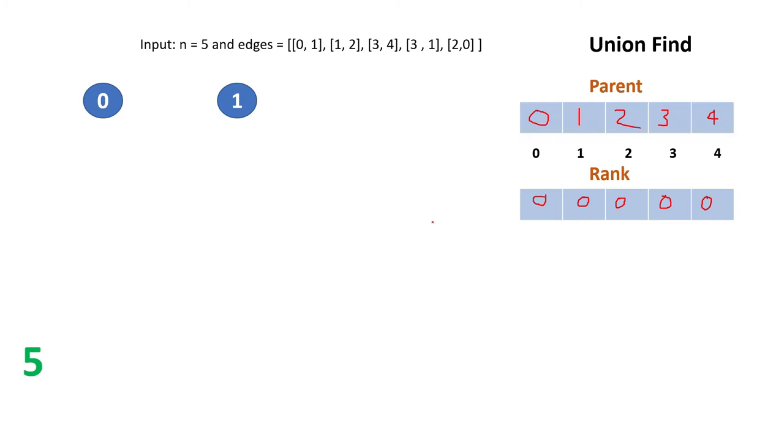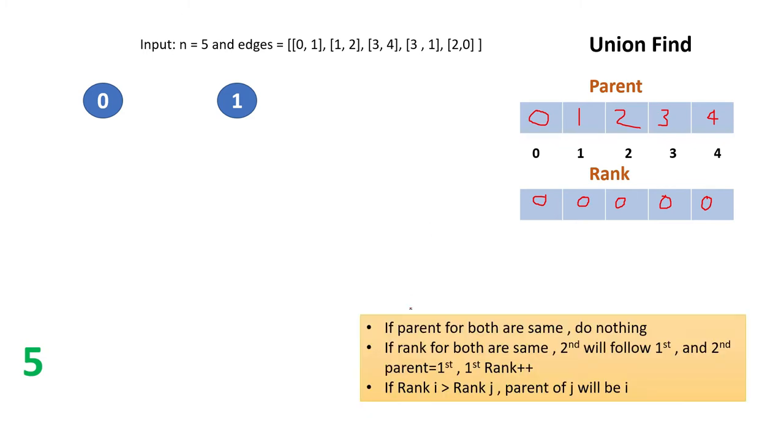Now, before proceeding, we have to know a few rules here. One is, if the parent for both is the same, do nothing. If the rank for both is the same, the second will follow the first and the second's parent will be the first. And the first's rank will be first rank plus 1. If rank of i is greater than or equal to rank of j, parent of j will be i. So while proceeding, we will see these rules and it will be more clear.